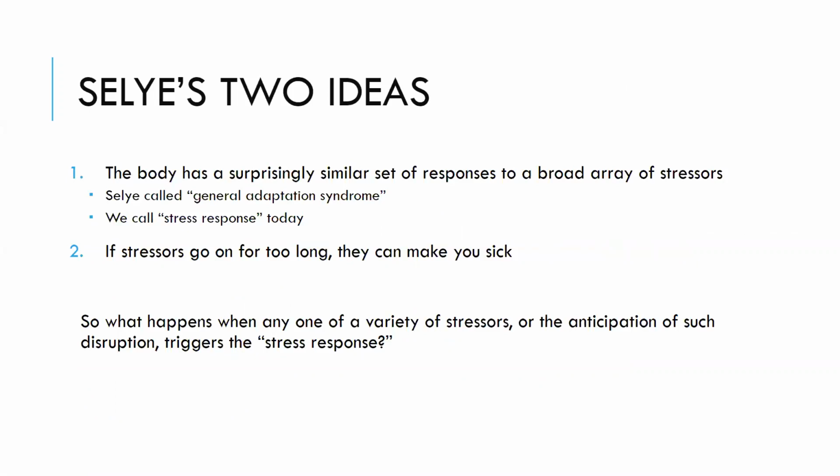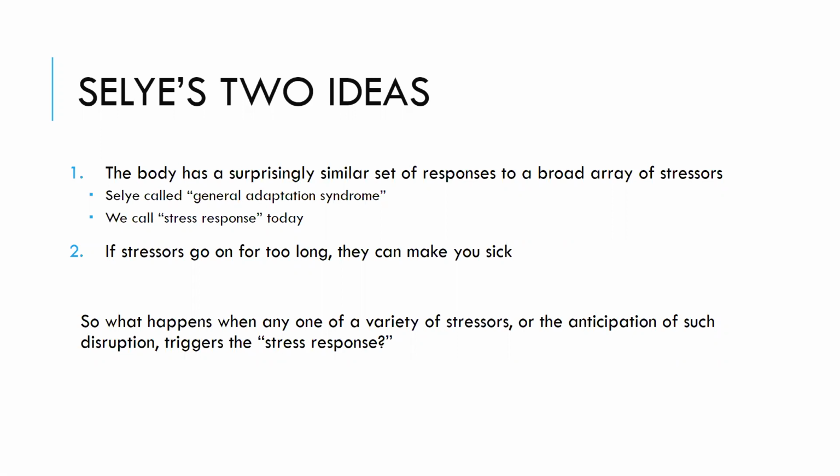So what are the takeaways from Sully's studies? One is that the body has a surprisingly similar set of responses to a broad array of stressors. And Sully named this his general adaptation syndrome, meaning this is general, this happens in all situations, and that this is how our body adapts to stress. Today, we just call it the stress response. So this is, again, the thing that happens when humans' allostasis is disrupted, or when we anticipate our allostasis being disrupted. And we saw this happening in these rats when their allostasis was being disrupted.